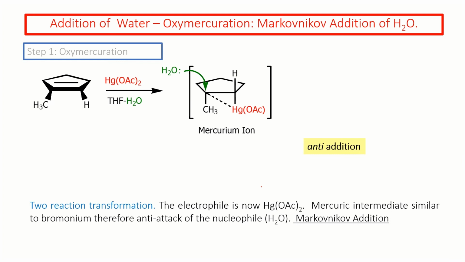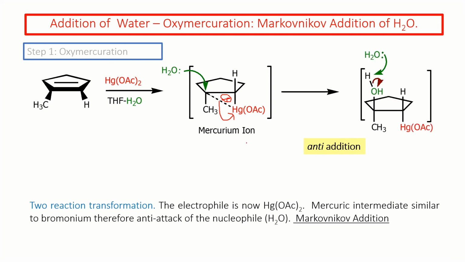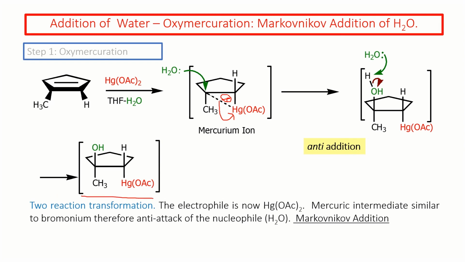We get this ion, typical of the mercurium ion or any one of these species in here. Attack of the water occurs at the Markovnikov position to realize the anti-arrangement of the OH to the mercuric acetate. We cannot leave this product with the mercury attached to it like that. That's not our final product.